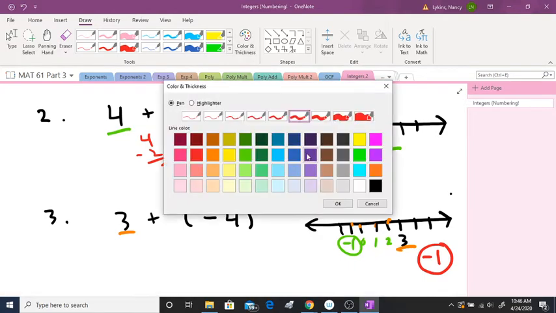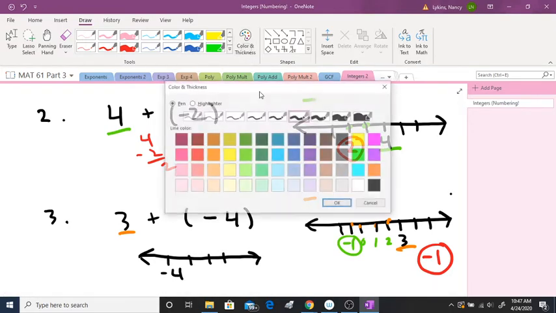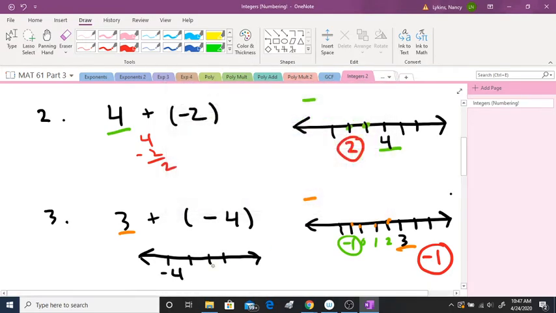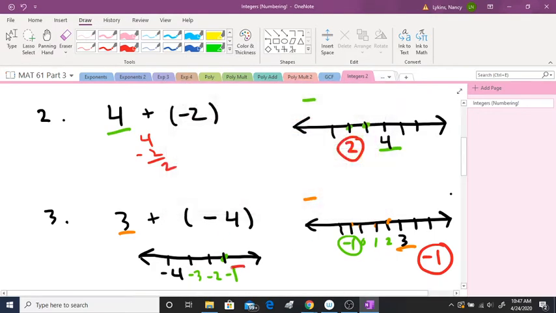Now, you could also choose this as well. I can make this a negative 4, so I'm starting at my negative 4, and that means I'm going 3 spots. So that means I can go negative 4, then negative 3, negative 2, negative 1. Now take a look at my answer. This corresponds with this way. So either one way is correct.